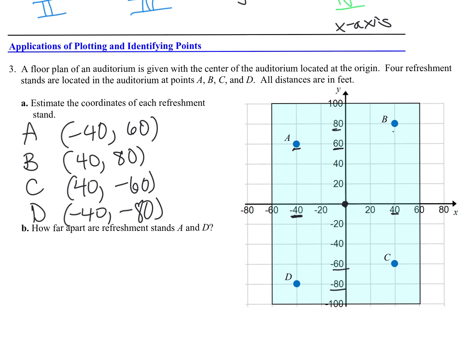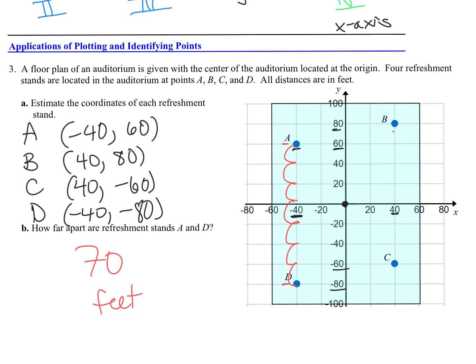All right, so now it says how far apart are the refreshment stands A and D? Okay, so here's A and here's D. It looks like it's increments of 10. So if I'm at A and I'm trying to get to D, that would be 10, 20, 30, 40, 50, 60, 70. That would be 70 feet.